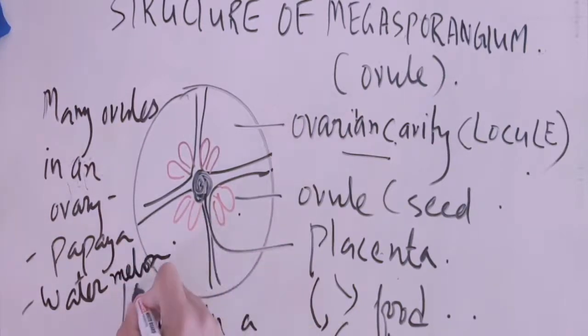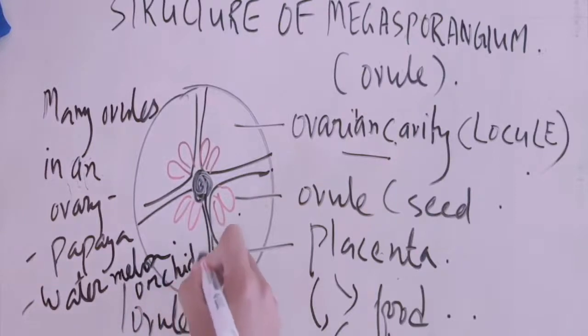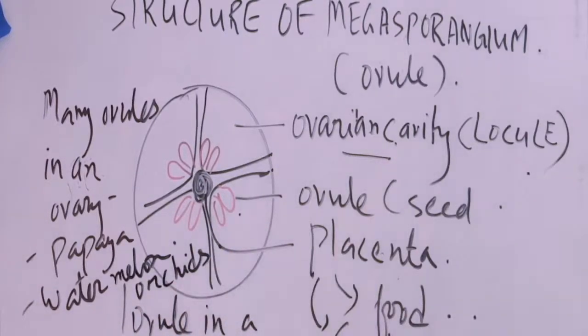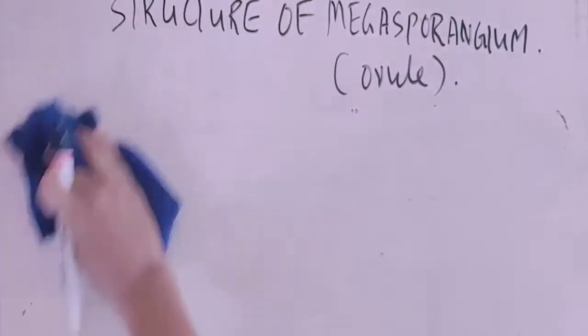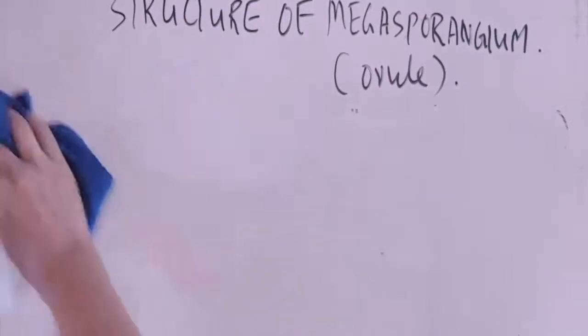Orchids also depend on many ovules. Papaya, watermelon and orchids have many ovules, like mango, wheat and paddy. So this is the overall structure of how the ovule is attached inside the ovary.